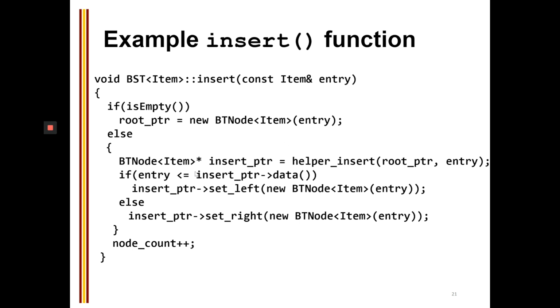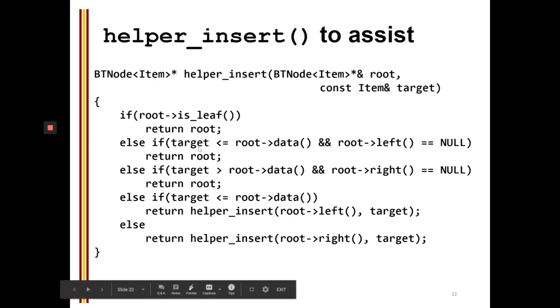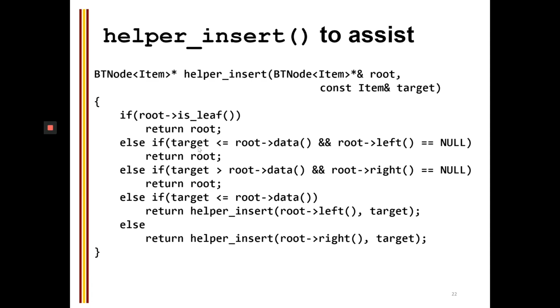If it's less than or equal to, make it its left. If it's otherwise greater than, you make it its right. Helper insert is basically working like a search. Keeping in mind, you have to write a search function for BST. So this code here is essentially already searching for a value. You're probably going to be able to use a lot of this code to finish writing the search function.